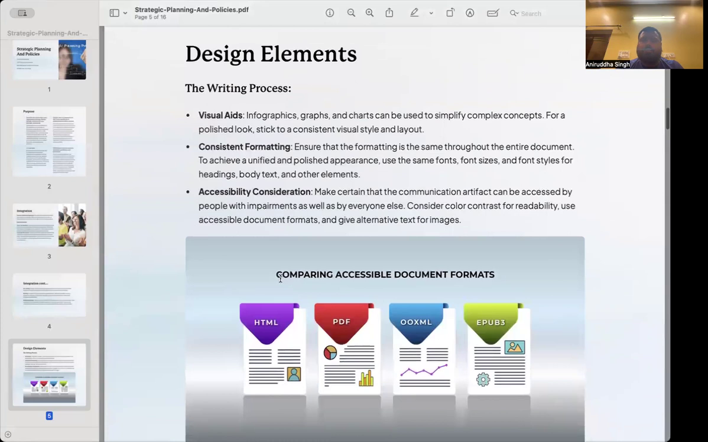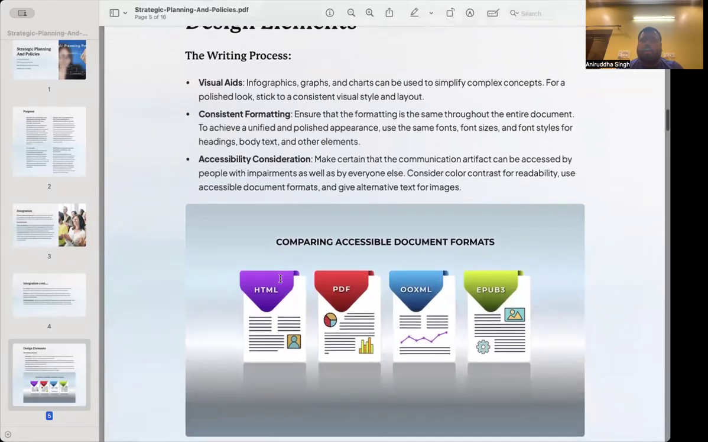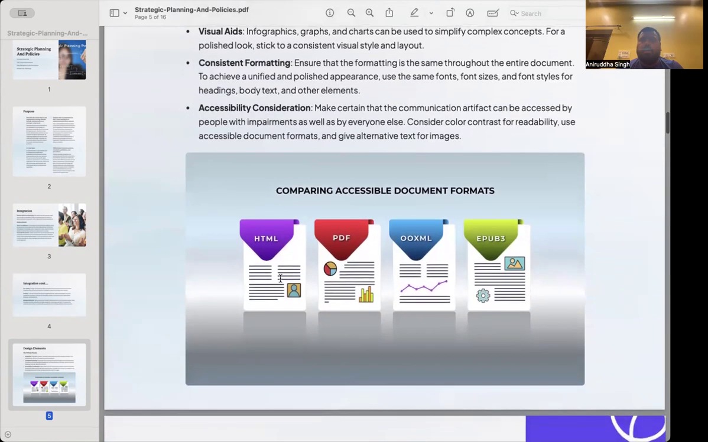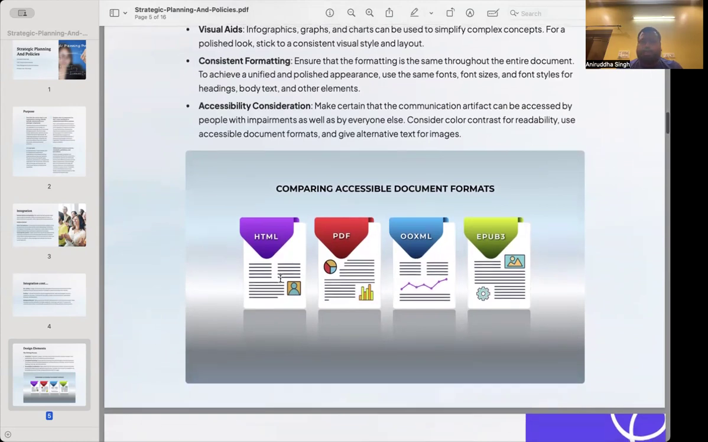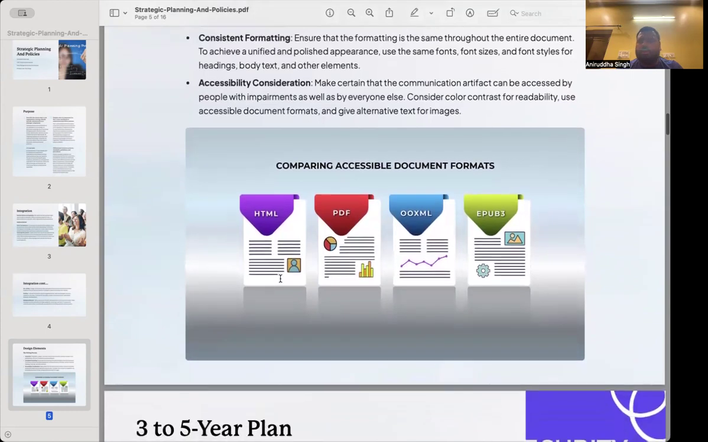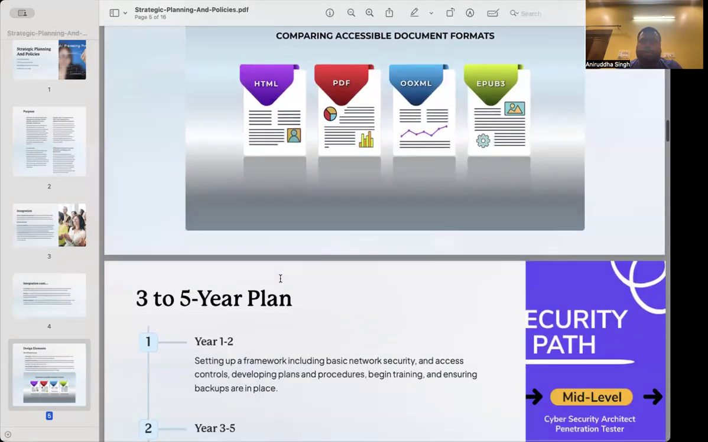Different elements that we have in the writing process. We can use visual aids, which include infographics, graphs, and charts, to simplify complex concepts. We need to make sure that there is consistent formatting in place for the entire document. It makes sure that the font, font size, and font styles for heading, body text, and other elements are consistent. For people with impairments, we need to make sure that the communication artifact can be accessed by them. So consider color contrast for readability, use accessible document formats, and give alternative text for images.